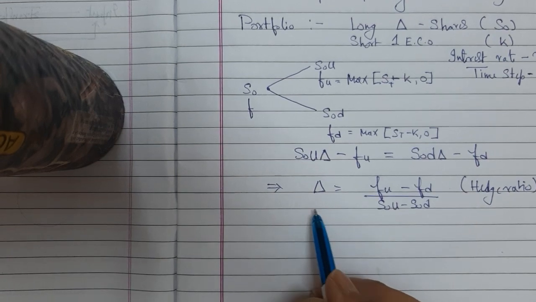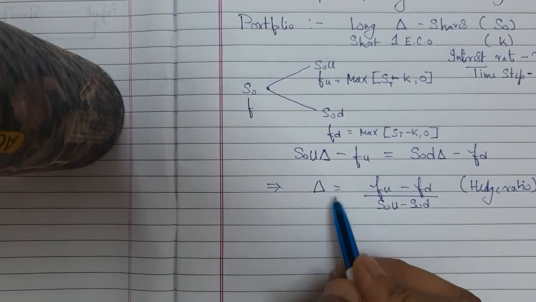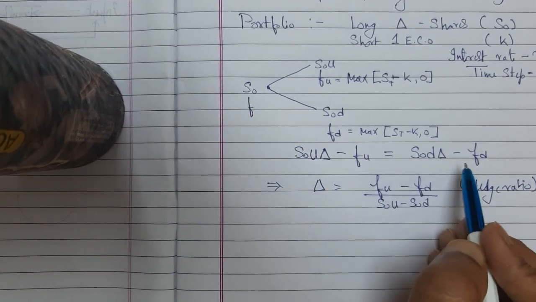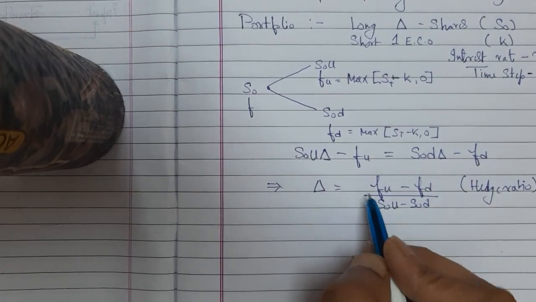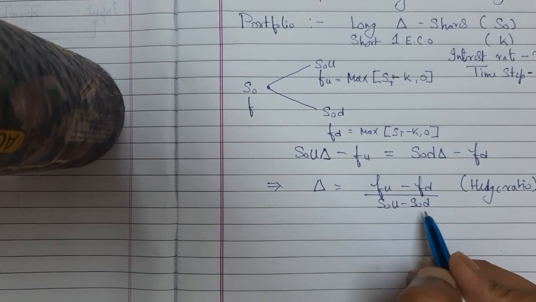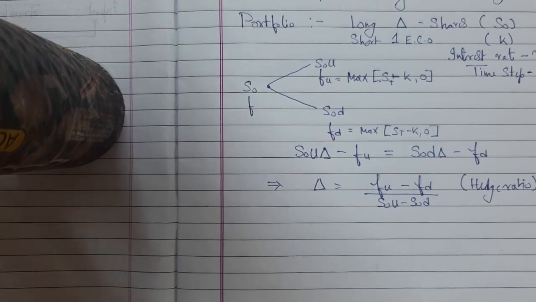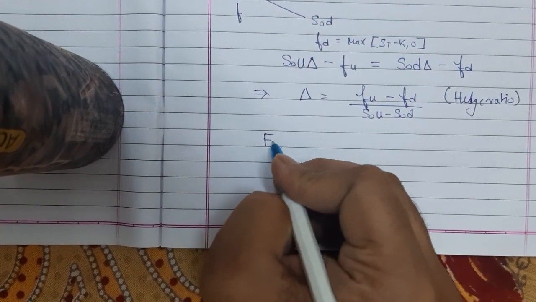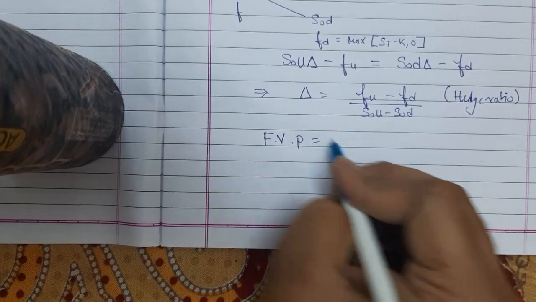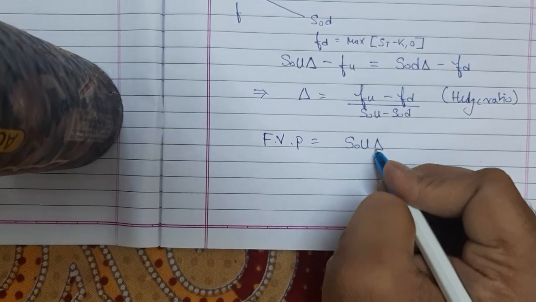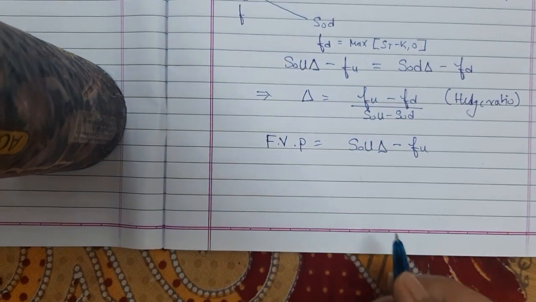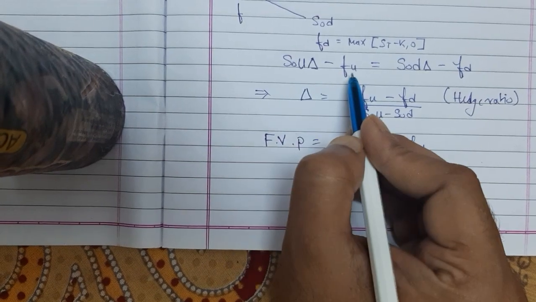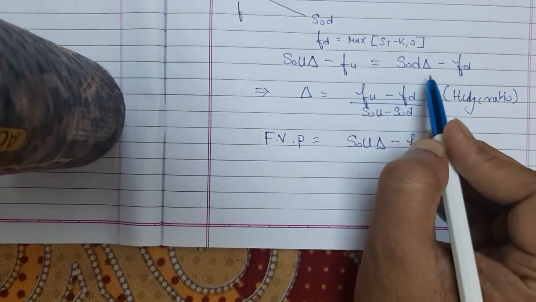We must remember this formula: delta is known as the hedge ratio. Simplifying the relationship S0U delta minus FU equal to S0D delta minus FD, we get delta equal to FU minus FD upon S0U minus S0D. The future value of the portfolio will be S0U delta minus FU, as we have already calculated, when the price moves upward, and when the price moves downward it would be equal to S0D delta minus FD.